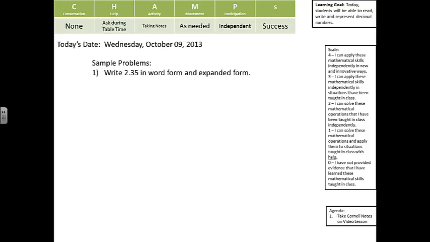So here's a sample problem. We're going to write 2.35 in word form and in expanded form. So if we were to take that and write it in word form, we would say 2 and 35 hundredths. And if we were to write it in expanded form, we would write it as 2 times 1, 3 times 1/10, plus 5 times 1/100th.